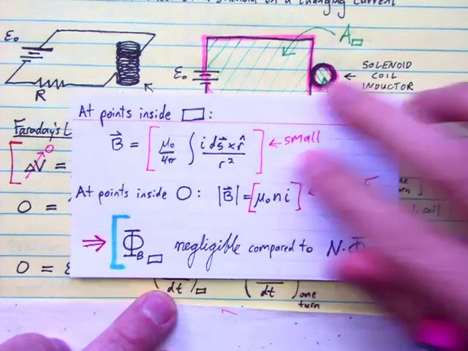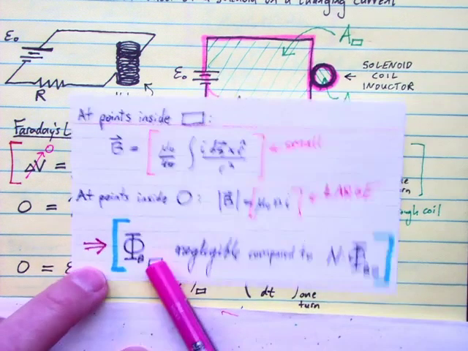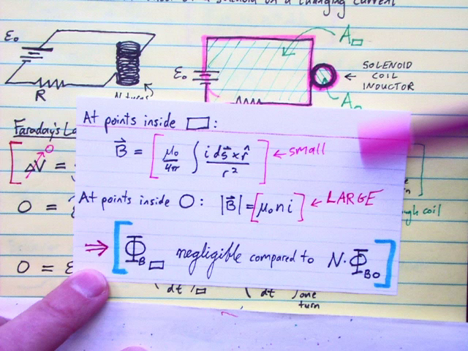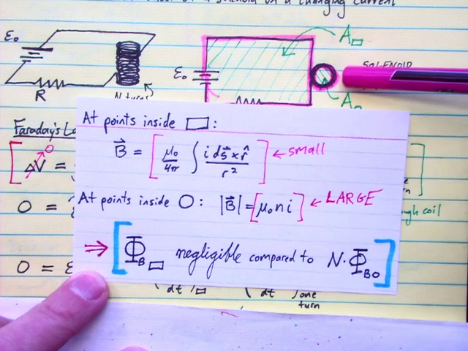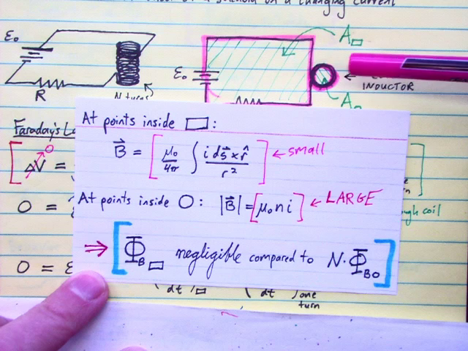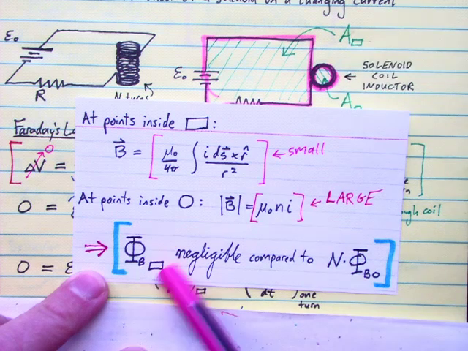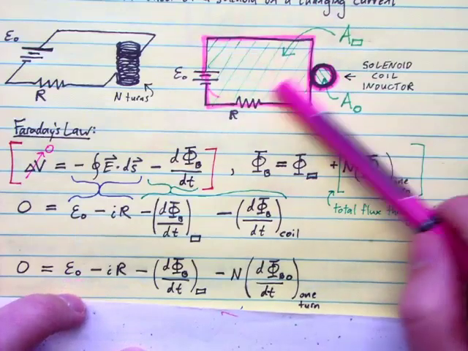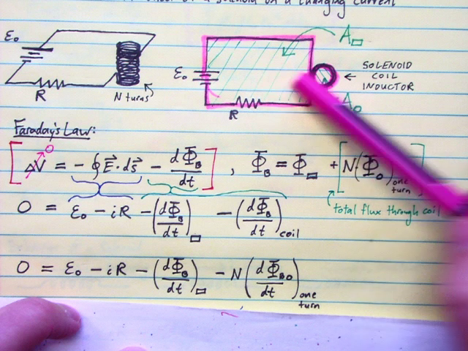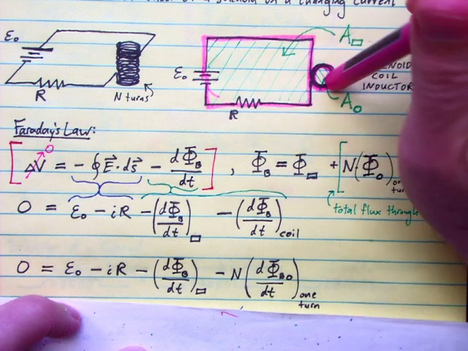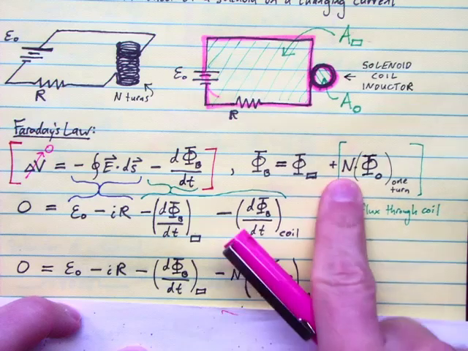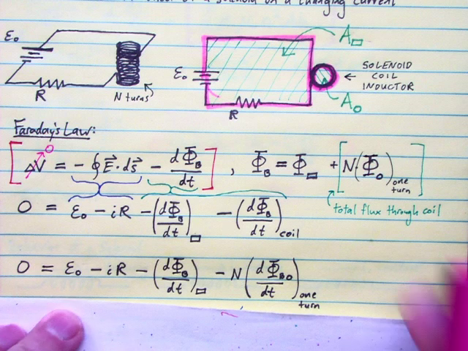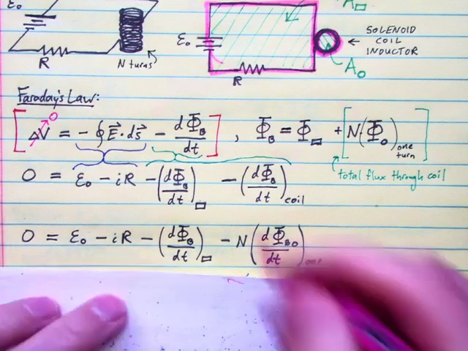Therefore, what we're concluding here is that the magnetic flux through the rectangular area is going to be so much smaller than N times the magnetic flux through one turn that it will be negligible in comparison. So yes, there will be some magnetic flux through this big area here, but it'll be so small compared to the strong flux we're getting, multiplied by that factor of N inside our coil.